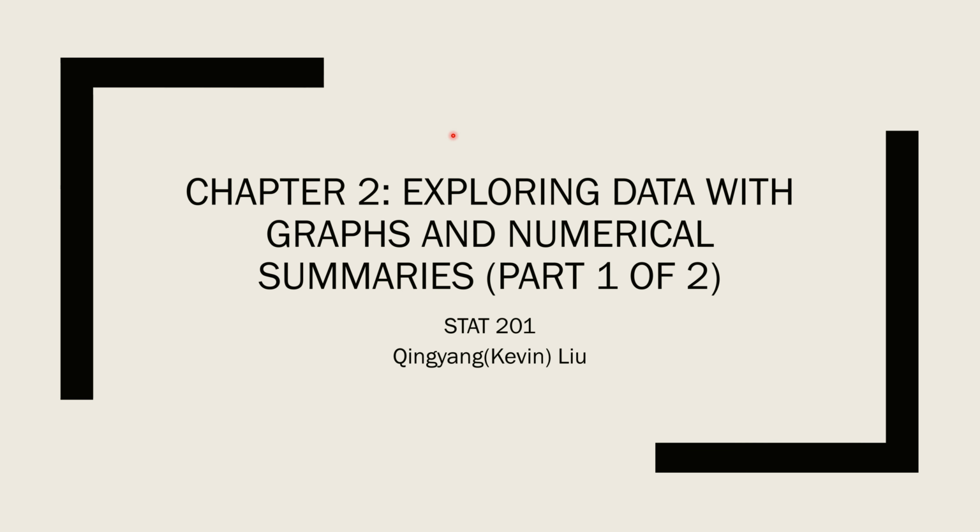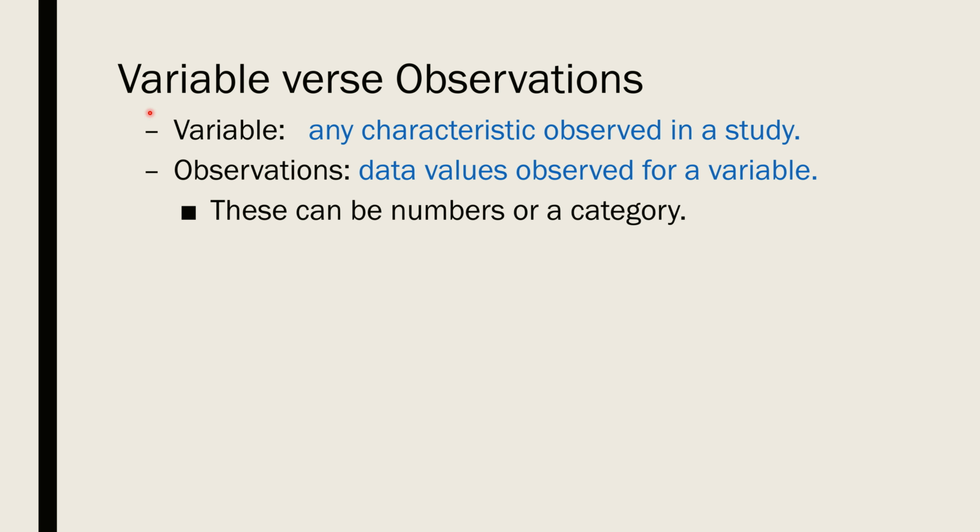This is the first part of Chapter 2, exploring data with graphics and numerical summaries. First, we want to understand the difference between variables and observations. A variable is any characteristic observed in a study. Observations are data values observed for a variable. Observations can be numbers or a category.